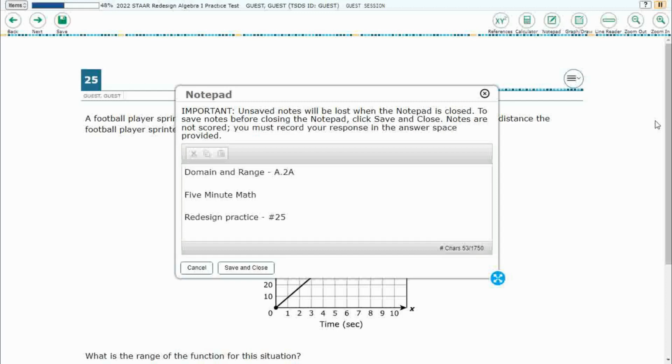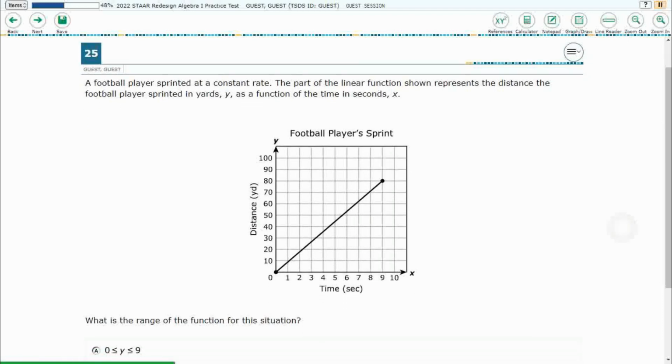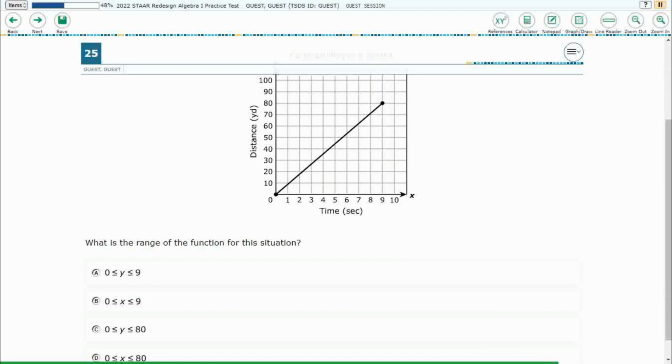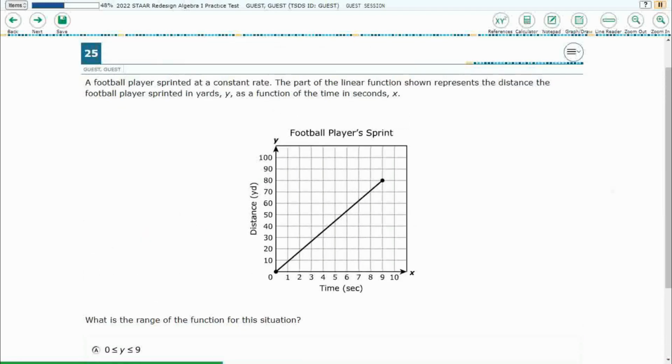Today we are looking at the Algebra 1 concept of domain and range. This is standard A.2A in the great state of Texas, and we are using item number 25 off the Redesign Practice Online STAAR test. If you haven't done so already, please go ahead and take a moment to pause the video, work this problem out on your own, unpause it, and we will look at our answers together.